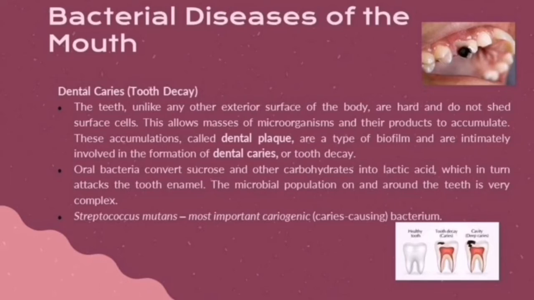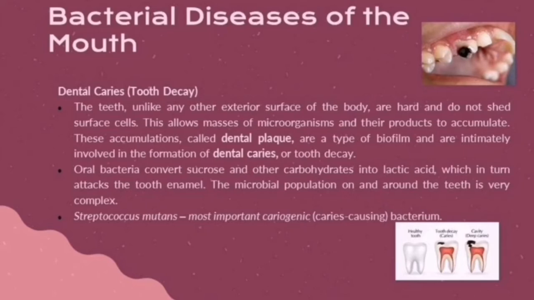Bacterial diseases of the mouth. Dental caries, or tooth decay. The teeth, unlike any other exterior surface of the body, are hard and do not shed surface cells. This allows masses of microorganisms and their products to accumulate. These accumulations, called dental plaque, are a type of biofilm and are intimately involved in the formation of dental caries, or tooth decay. Oral bacteria convert sucrose and other carbohydrates into lactic acid, which in turn attacks the tooth enamel.